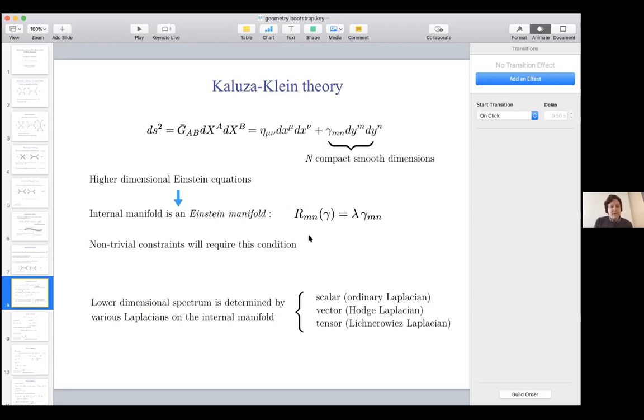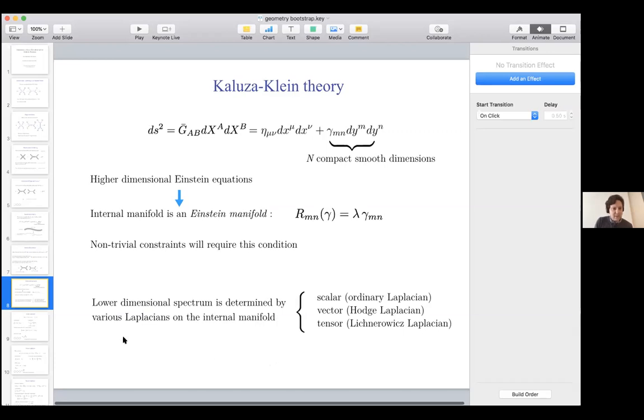We want to understand what the lower dimensional spectrum is in general. So the lower dimensional spectrum is going to be determined by various Laplacians on the internal manifold and the eigenvalues of the eigenfunctions of these Laplacians. So we'll need to have three different Laplacians. We'll need the scalar Laplacian, the vector Laplacian, and a spin 2, a tensor Laplacian. So let's review what those Laplacians are and how their eigenvalues behave.